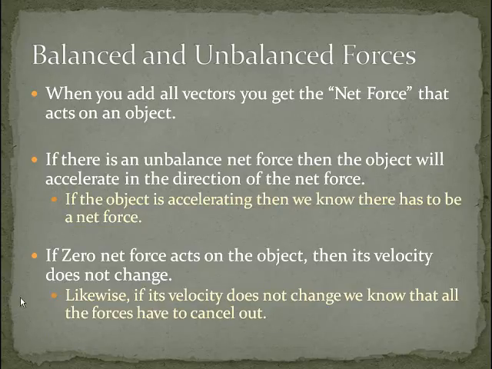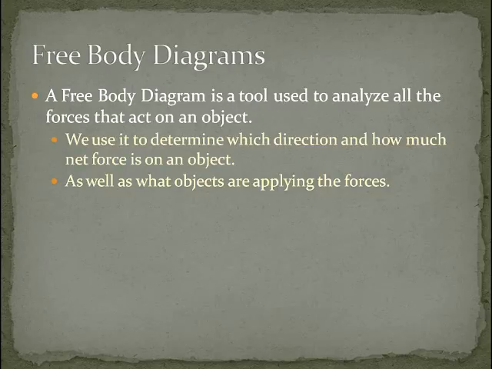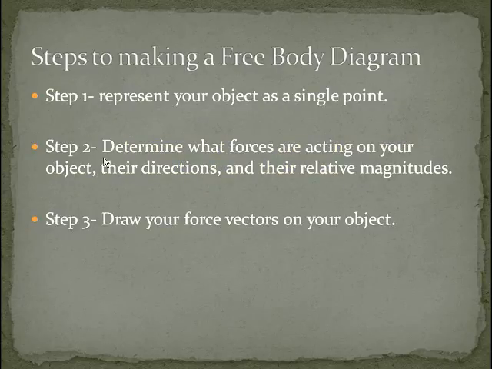Now this is the activity we're going to be doing, and this is the free body diagrams. Basically, we're going to use free body diagrams as a tool to analyze all the forces that act on an object. We use it to determine which direction and how much net force is on that object, as well as determining what objects are applying forces to that object. We look at this in three major steps. First, we want to represent our object as a single point. We call this single point the center of mass. So if we could sum up all the mass of that object into one point, where would it be? We usually use where it balances, because that would be the center of its balance, center of mass, center of balance, roughly the same thing. So we're going to represent the object as a single point. And it's real simple. All you have to do is put a dot, and I'll show you.